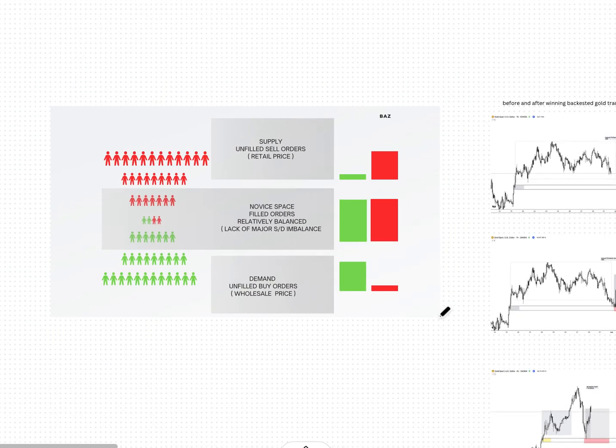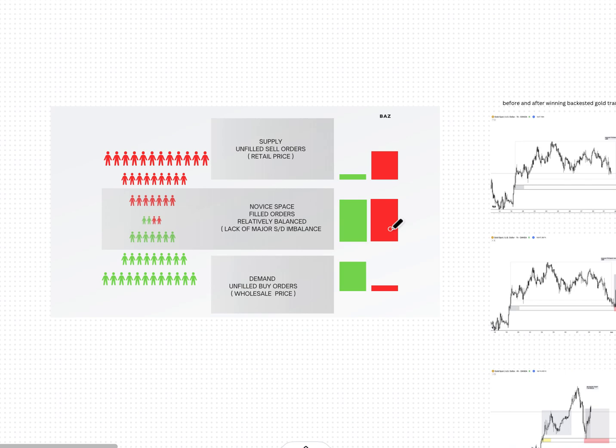So, in the market, I like to view the market from a perspective that suggests the market could be in three different phases or three different locations, right? We have what we call the novice space, where there's an equal amount of buyers and sellers, or a relatively equal amount of buyers and sellers, because the market is made up of supply and demand, people buying and people selling. That's what moves the market. That's what the market is made up of, right?